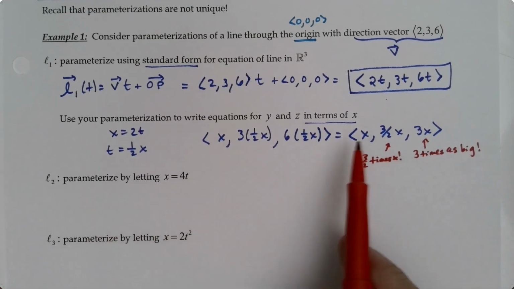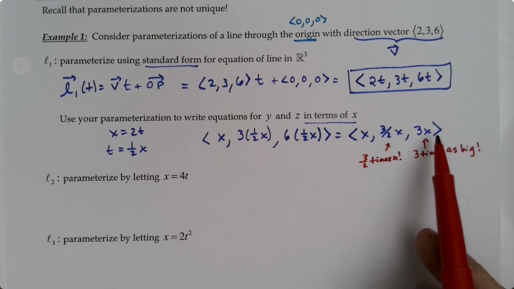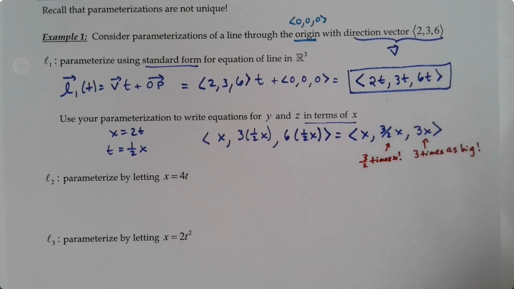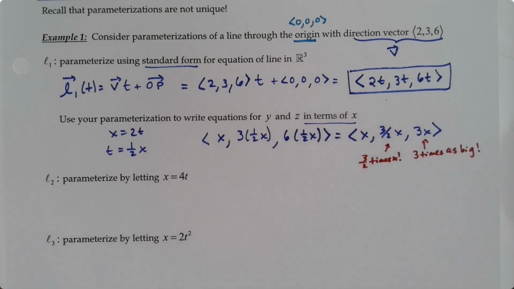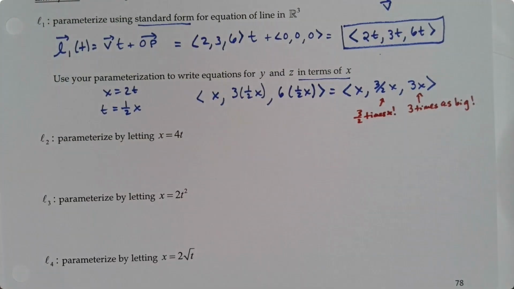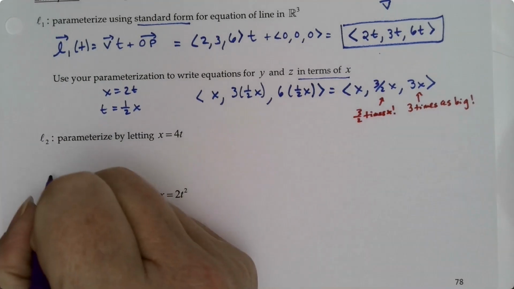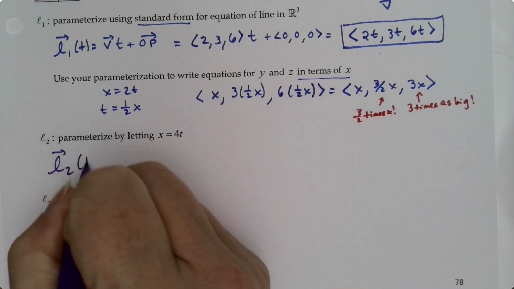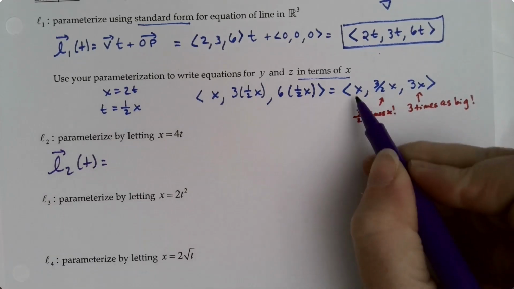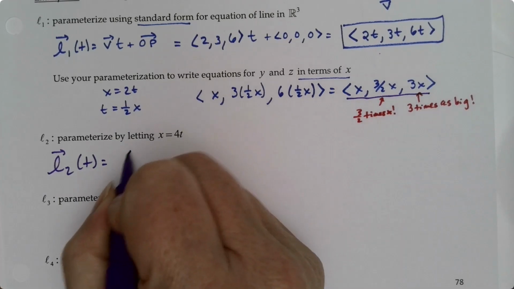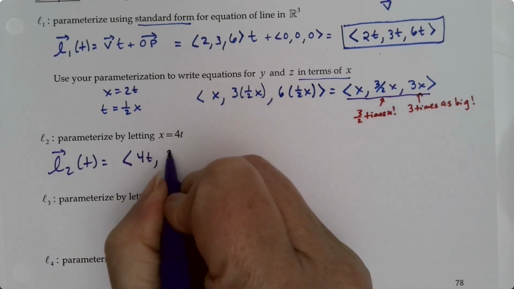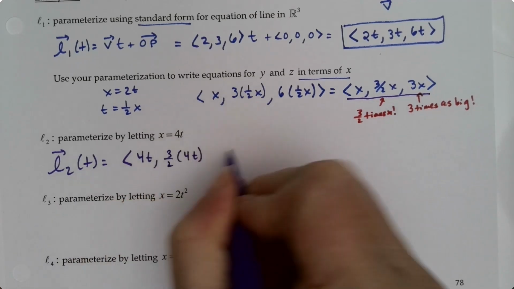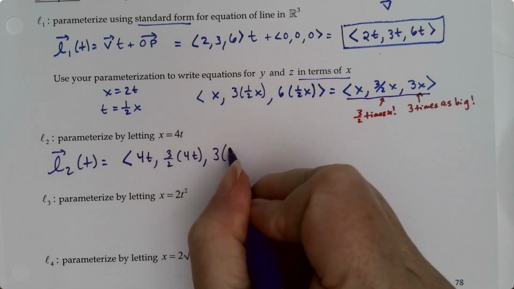And for the record, there's nothing special about x. I could have done this with z just as easily. Set 6t equal to z and solved. It's just, x was the smallest one, so it's the easiest one to work with. Okay, so if I do this for L2, L2 of x, if I let x be 4t instead of 2t, which is what it originally was, let's use this relationship that we're seeing here. 4t, 3 halves times 4t, and then 3 times 4t.